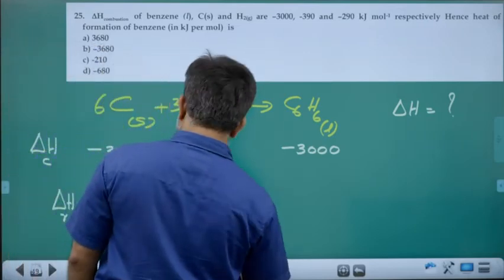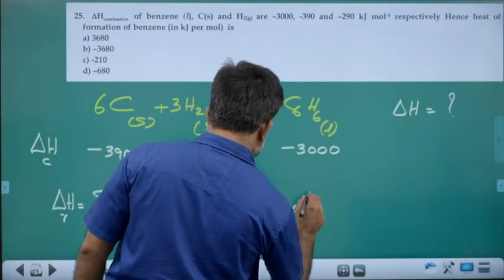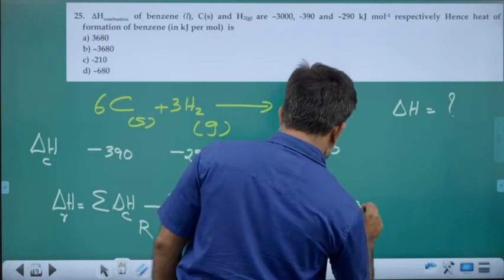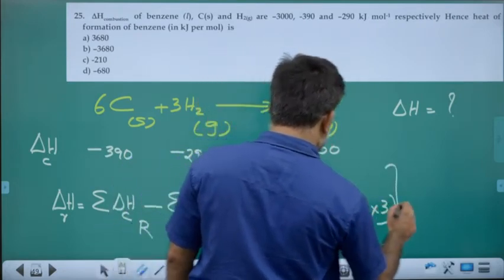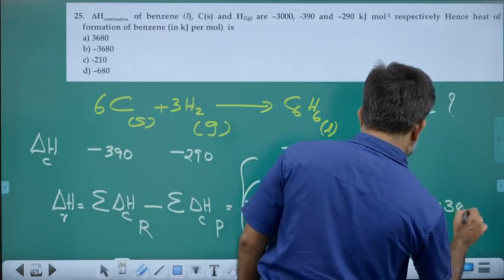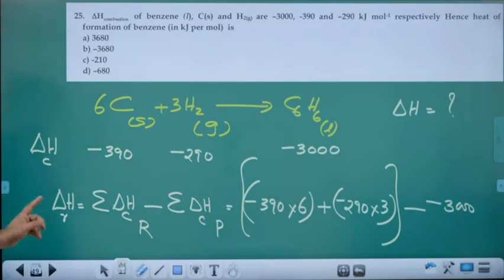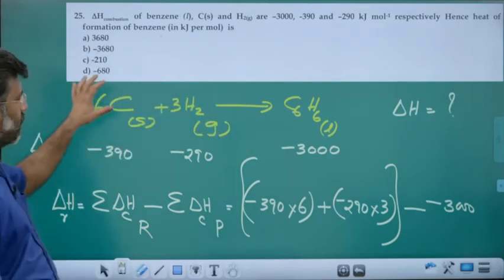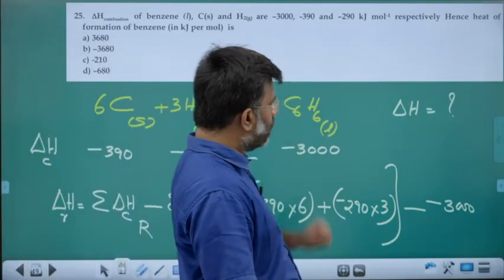So that will be minus 390 into 6 plus minus 290 into 3, the whole minus 3000. That will give you the answer. So we want to find the enthalpy of formation of benzene. This is the formation of benzene reaction. What is the enthalpy they are asking?